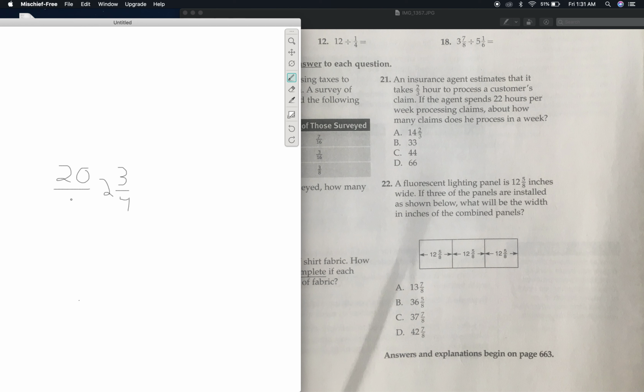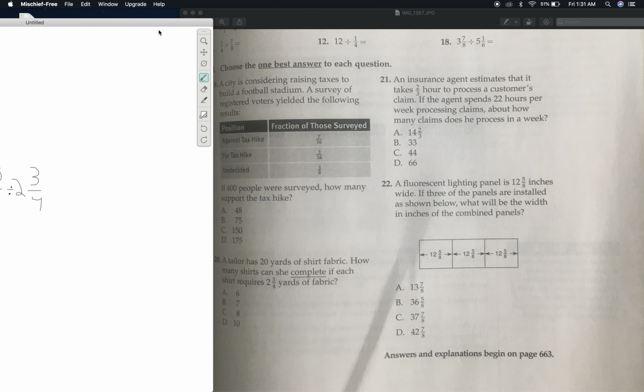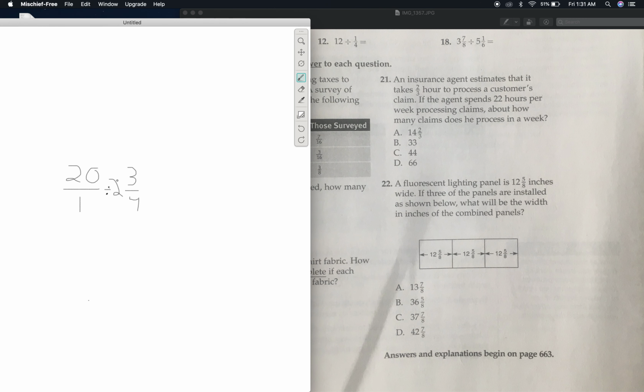Okay, it's a little squishy here, so we make this into a fraction. Okay, this is division, because basically, since it takes this much to make one shirt, we need to see how many of these can fit into 20. That'll give us the number that we're looking for, how many of these fit into 20.